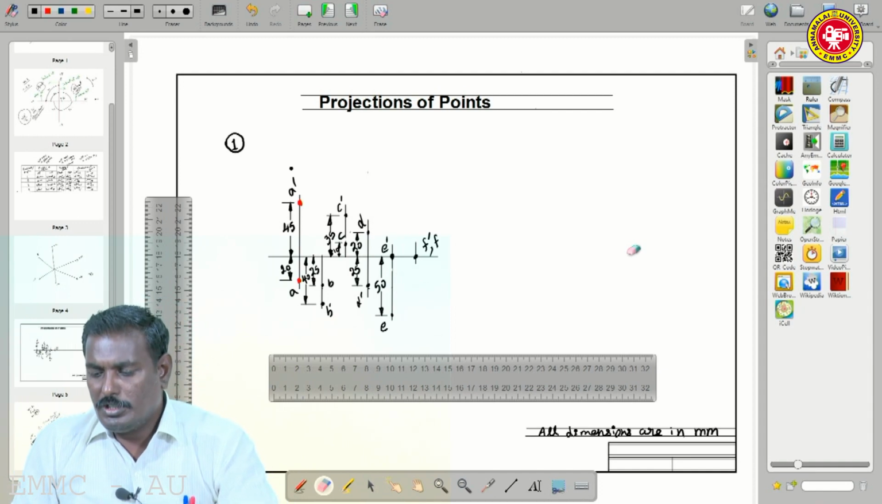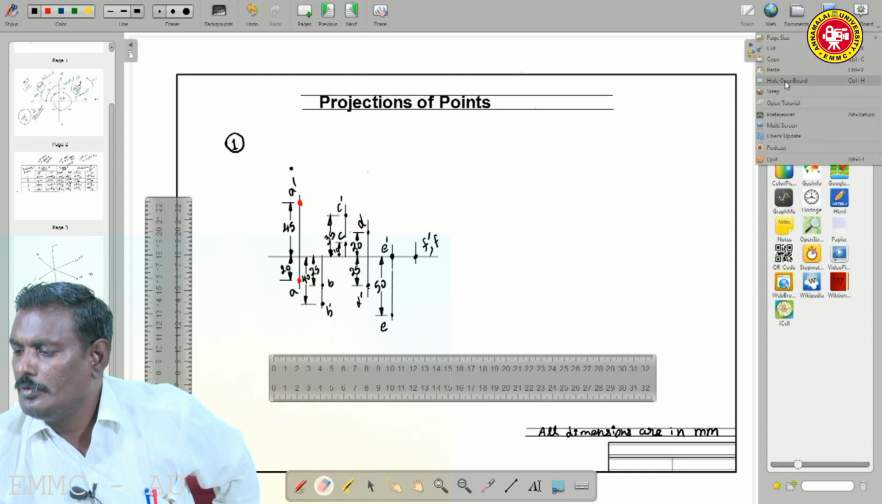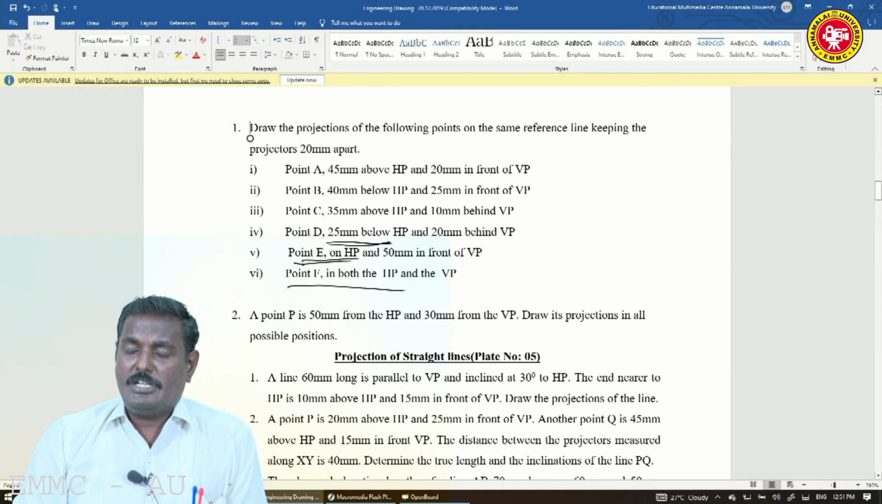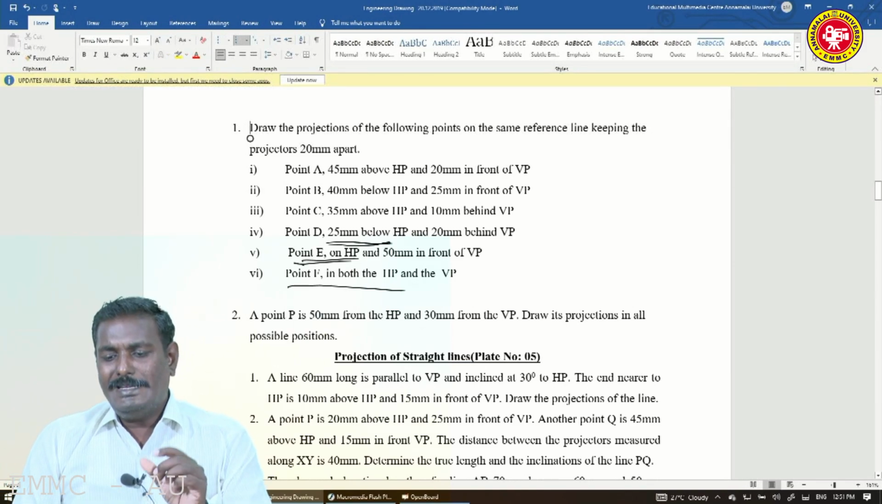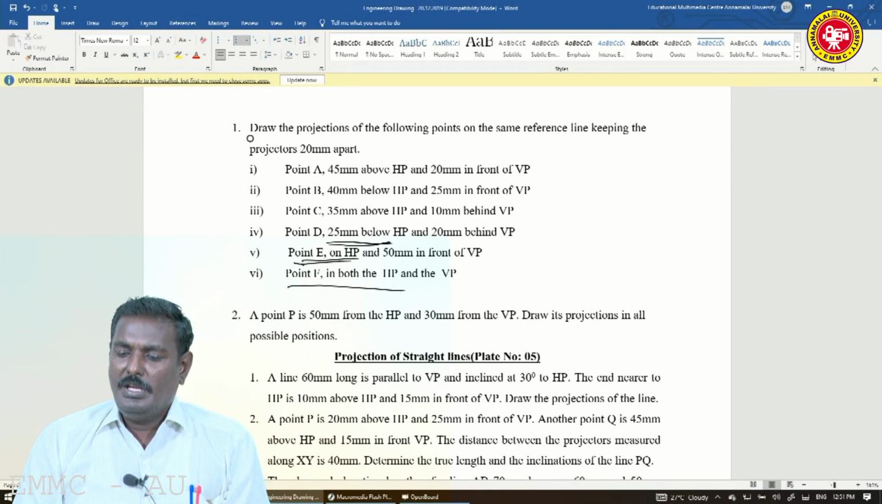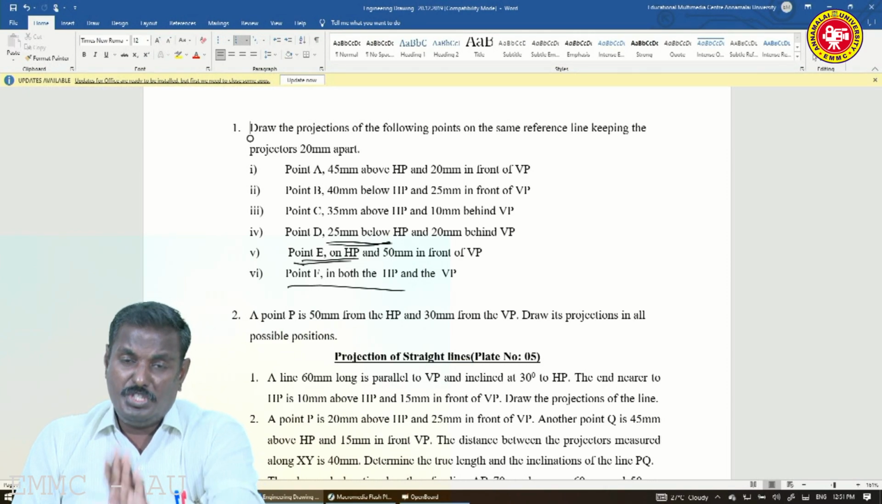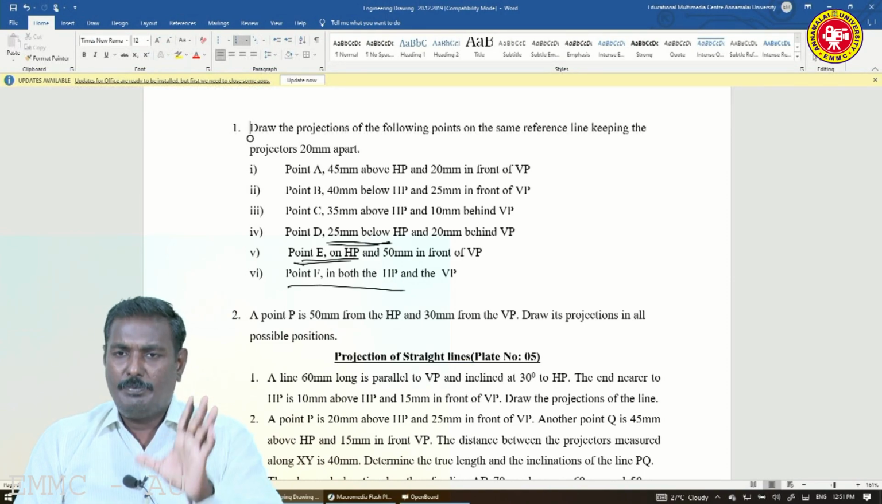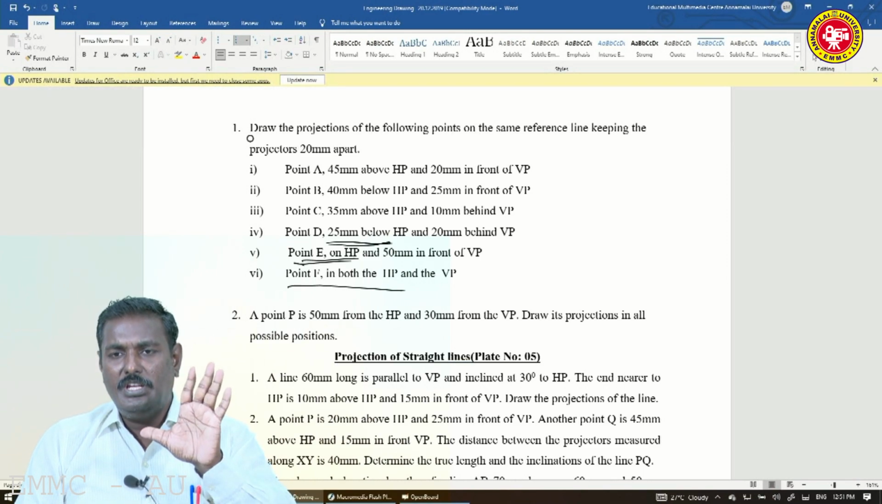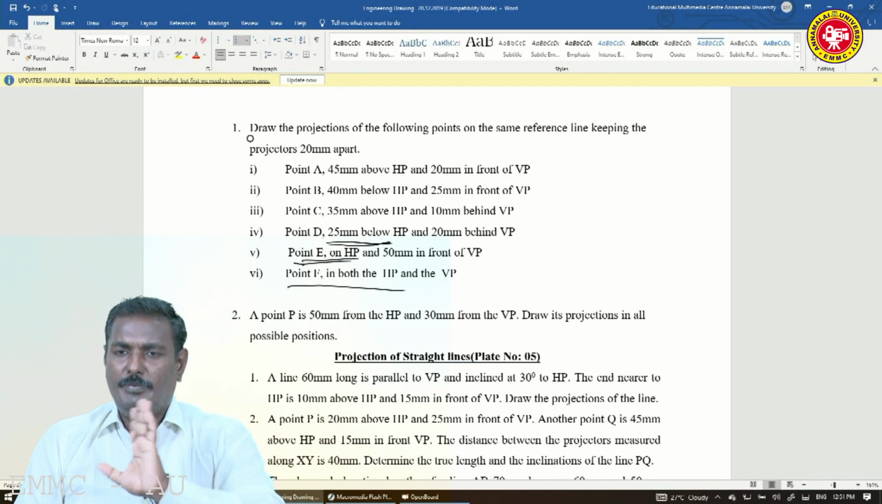So next we move on to problem number 2. So what about problem number 2? A point capital P is 50 mm from the HP and 30 mm from the VP. Draw its projection in all possible positions. A point capital P, you have to take one letter, one point. So you have to put it in position. So 50 from HP, 30 from VP.